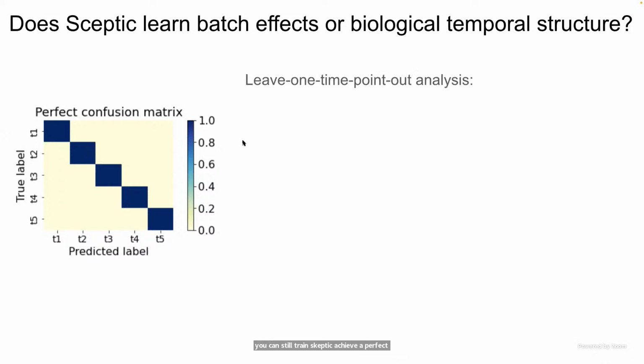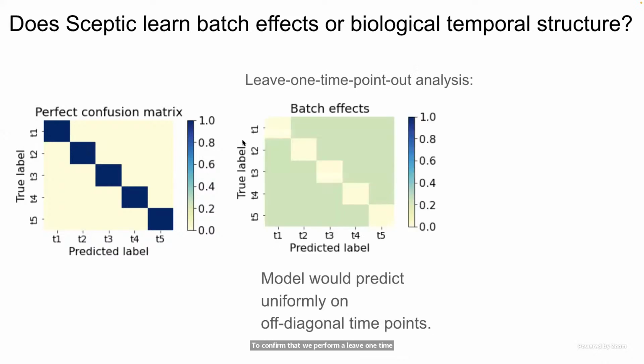To confirm that, we perform a leave-one-timepoint-out analysis. Every time, we mask, for example, the T1 time point, train a model on T2 to T5, and predict all the cells from T1. If the model is simply learning batch effects, we expect it to predict uniform errors on the off diagonal. In this case, since we mask each time point, the diagonal entries are all 0.